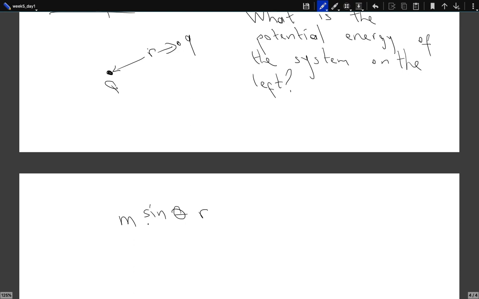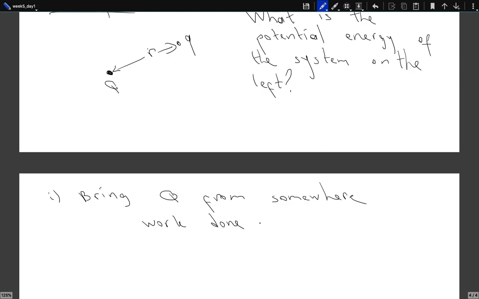Initially, in fact, I don't even have the charges. First, I take this capital charge Q and bring it to this point over here. Assume that there are some isolated charges at infinity, not influencing each other. I just bring it here. How much work do I have to do? Zero. There's no force acting on these charges yet. So the first step, bring charge capital Q from infinity, work done is zero. Nothing exerts a force on that charge Q.